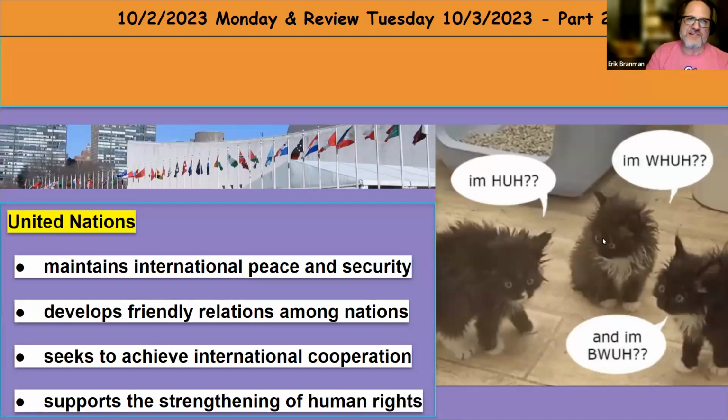So, the United Nations. What does the UN do? The UN maintains international peace and security, develops friendly relations among nations, seeks to achieve international cooperation, and supports the strengthening of human rights. You need to know at least 2 things that the UN does, folks. You've got a list of 4 right there: peace and security, friendly relations, international cooperation, supporting human rights.